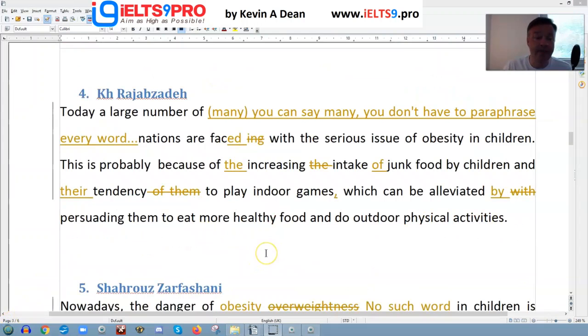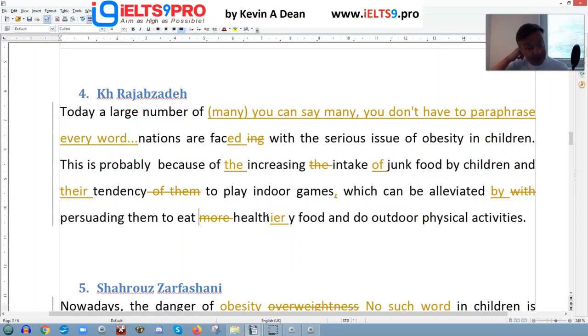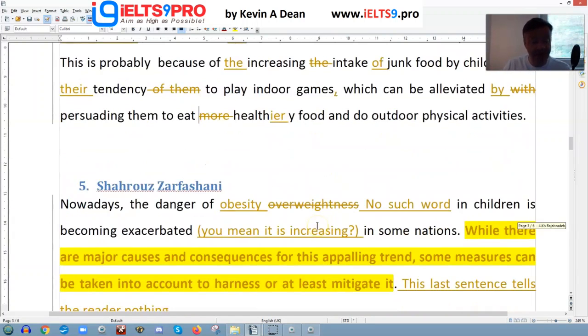Today, a large number of nations, well, as I say, many, you can say many. A large number of nations, which means what? And many nations are faced with a serious issue of obesity in children. This is probably because of the increasing intake of, so watch that word order, junk food by children. Tendency of them as a possessive. Why not simply say their? Use a possessive pronoun. Their tendency to play indoor games, which can be alleviated by persuading them to eat more healthy food or healthier food, if we're doing it correctly as a comparative, the healthier food, and do outdoor physical activities. Okay, so not too bad.